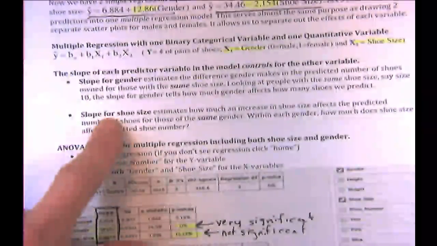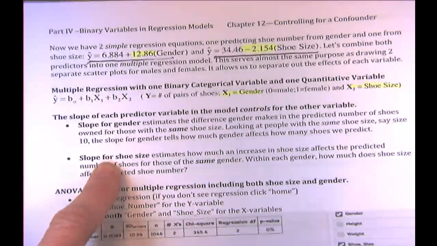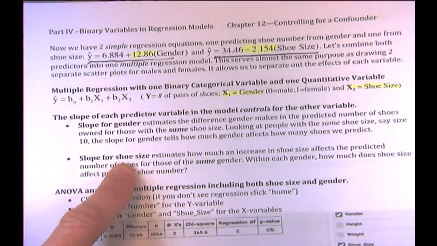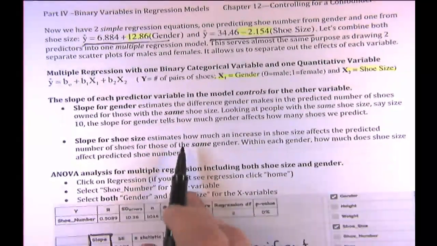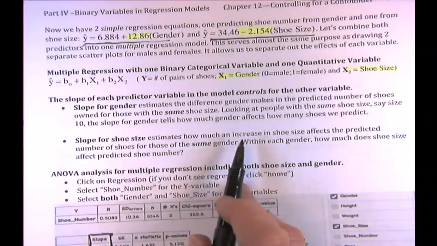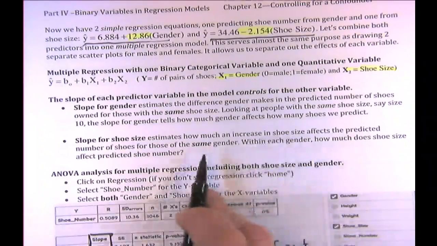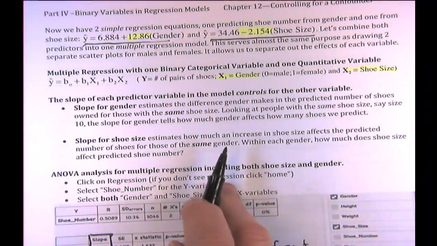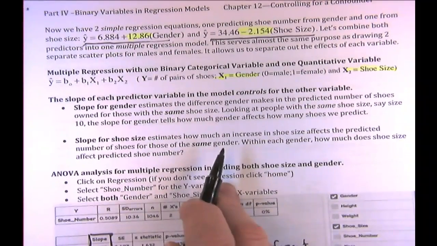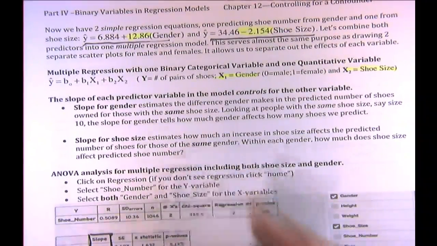All right, now what's this one say? What's the slope for shoe size? The slope for shoe size is small and insignificant, but what's it saying? It's saying that it estimates how much an increase in shoe size affects the predicted number of shoes for those of the same gender. So if you're all males, does having a bigger foot affect how many shoes you have? Well, it's saying it has a tiny little effect, but it's not significant.